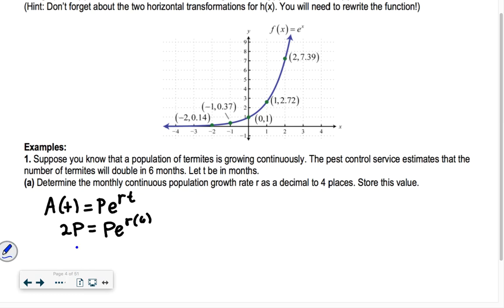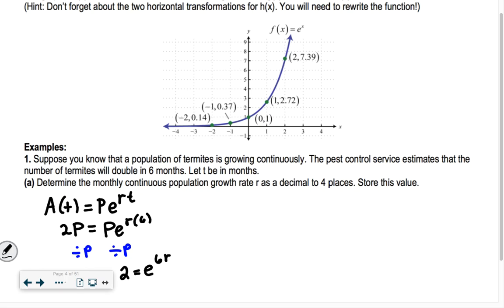All right, so when we divide by 2, we end up getting, not 2P, we end up getting that 2 is equal to e to the 6 times r. Okay, so we did this in Algebra 2. But really I should move this problem until after we talk about logarithms.